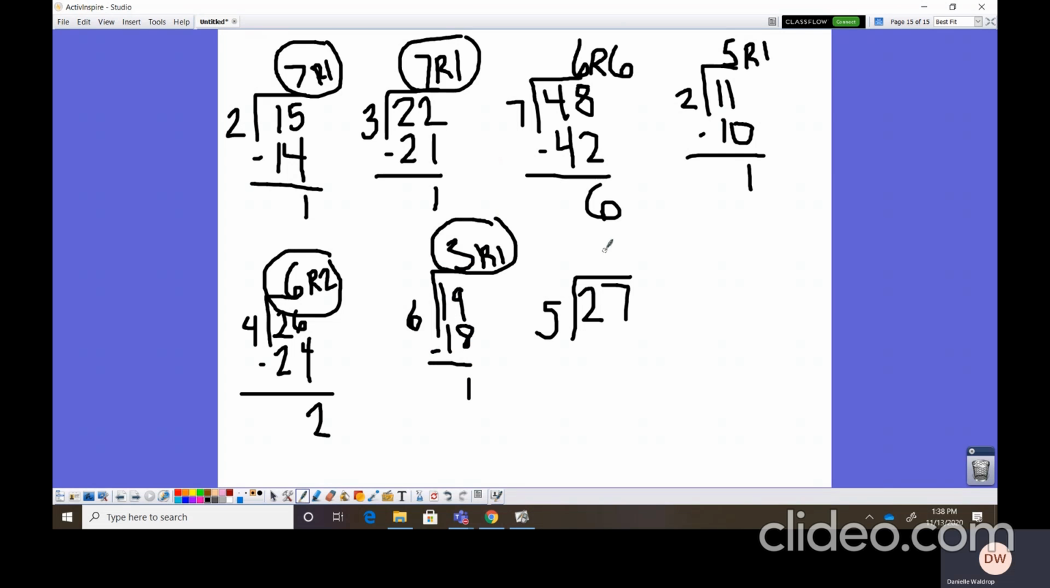All right, then 27 divided by 5. 5 times 2 is 10. 5 times 3 is 15. 5 times 4 is 20. 5 times 5 is 25. 5 times 6 is 30, so that's too big. So I'm going to use the 5. So the 5 goes on top of your 7. So 5 times 5 is 25.